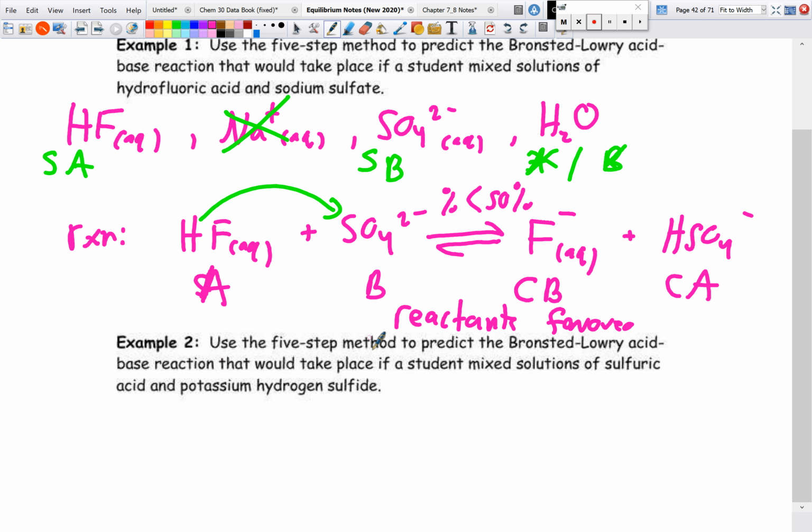So it says use the 5-step method to predict a Bronsted-Lowry acid-base reaction that would take place if a student mixed a solution of sulfuric acid and potassium hydrogen sulfide solution. So just be careful with this one here, because our sulfuric acid, remember this is one of our top 6. All right, so that means it is a strong acid. So see if you can do the 5-step method, and I will have the answer up in 3 seconds. So pause the video and see if you can do this one on your own.